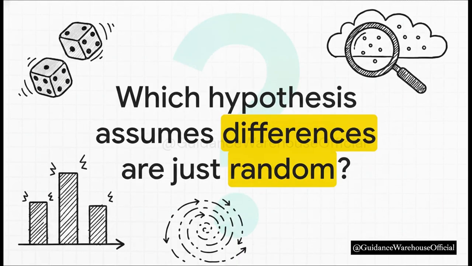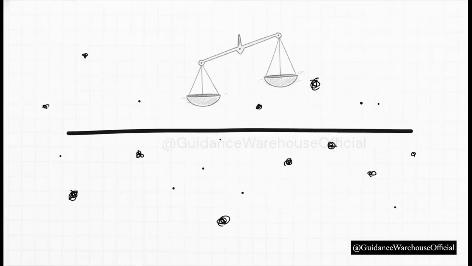All right, let's do a really quick quiz to make sure this concept is actually locking in. Which hypothesis assumes that all the differences we see in the data are strictly due to random variation? Go ahead, take a guess. It's the null hypothesis, H naught. If H naught is true, absolutely nothing special is happening, and any tiny ripples in the numbers are just random statistical noise. If you got that right, you are perfectly tracking with the logic of ANOVA.